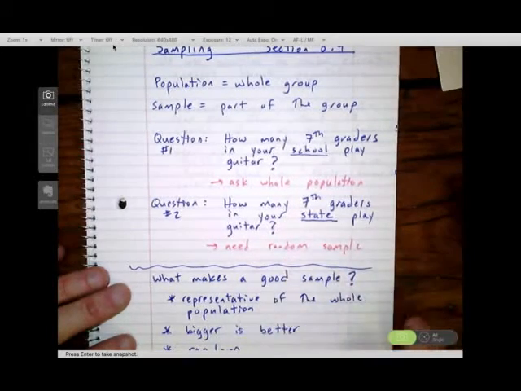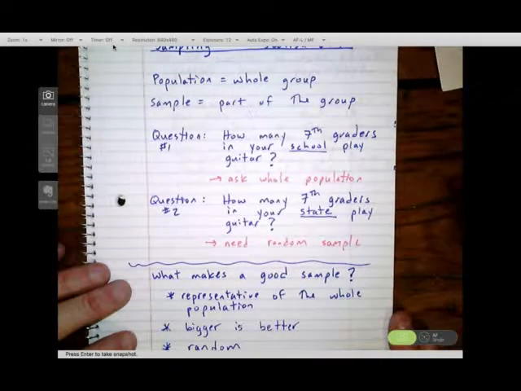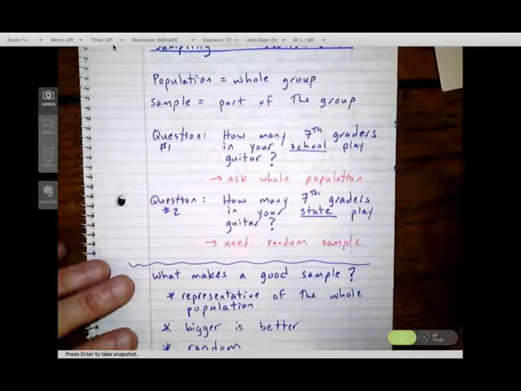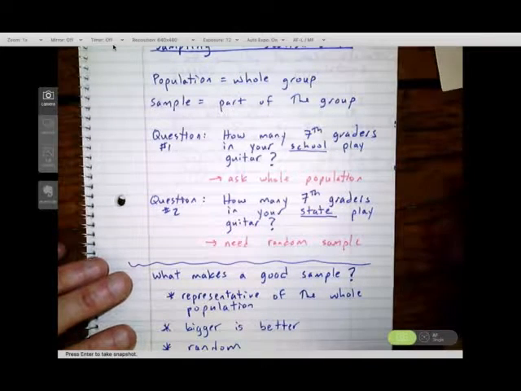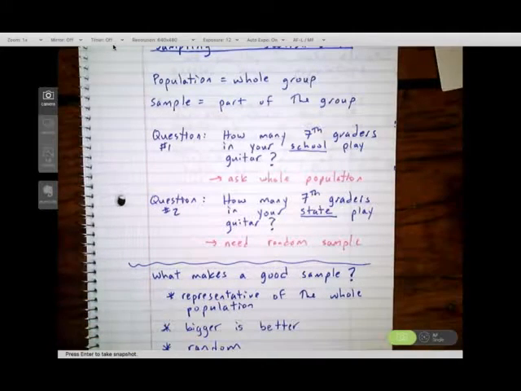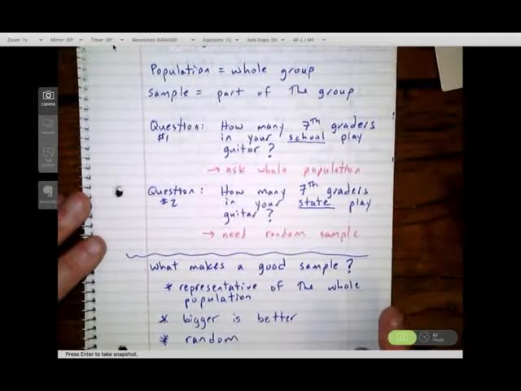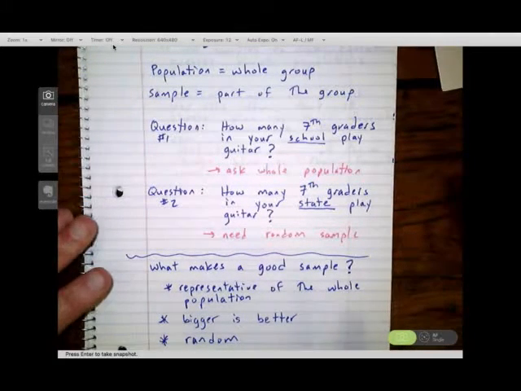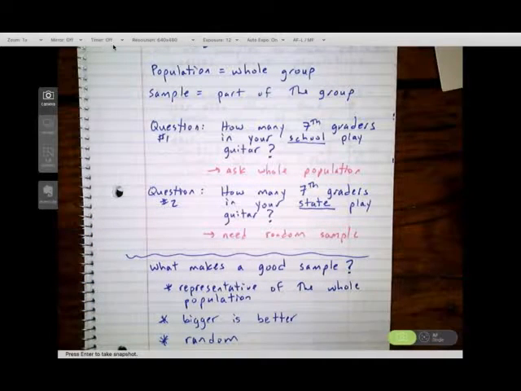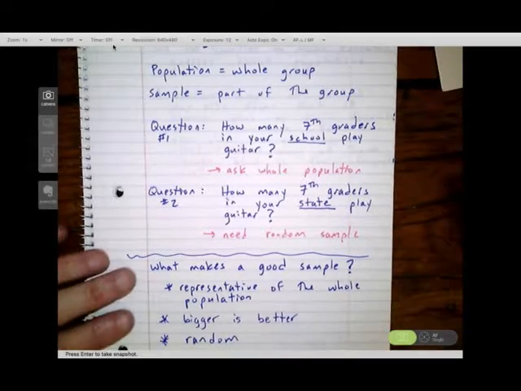And random means the people are chosen at random. We're not going to just go to one school and ask all the seventh graders at that school if they play guitar and then use that to determine everything about California, because California is a very diverse state. There's lots of people living here, so we would need to ask ideally seventh graders from all over the state to get a group that's representative of everybody. And so that's going to be this next part here.